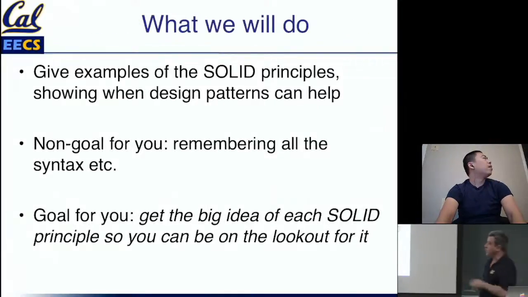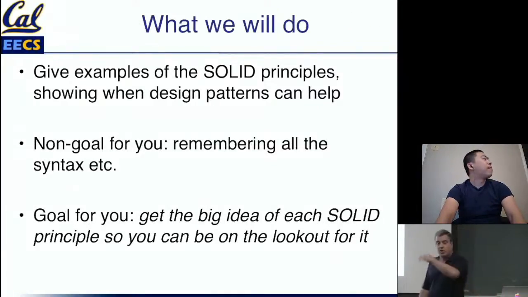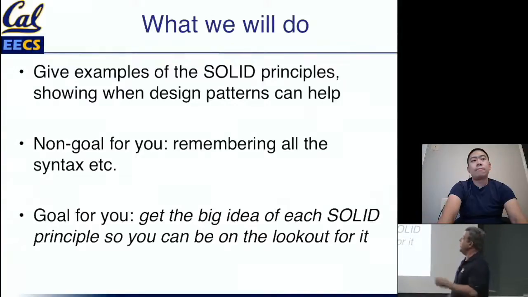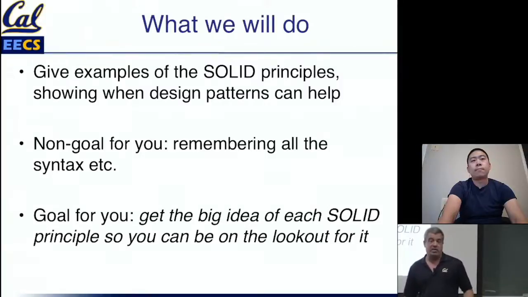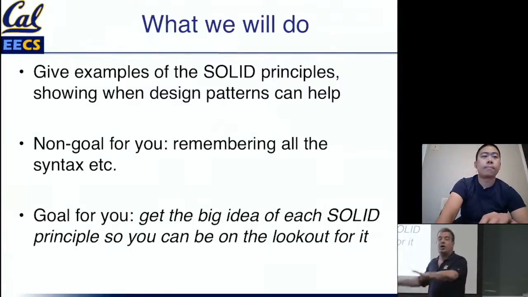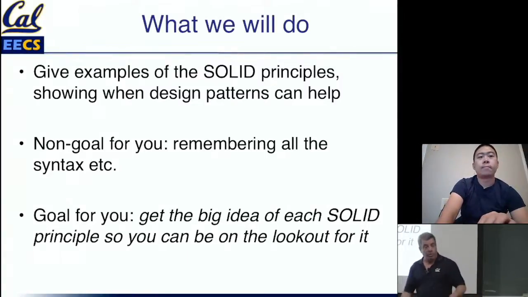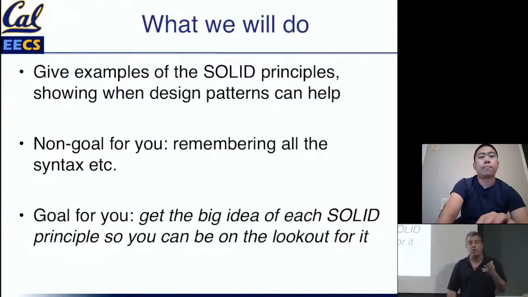So what we're going to do is give examples of the SOLID principles. We're going to go through each one, show what it means, and show the circumstances under which you might find yourself accidentally in violation, and then show which design patterns could help bring your code back into more compliance or harmony with that principle. It is a non-goal, as usual, for you to remember all the syntax of all the examples. All the examples I'm going to do are on GitHub or in the book or both, but the goal is to understand the big idea of each of the principles so that you can recognize it when you see it.